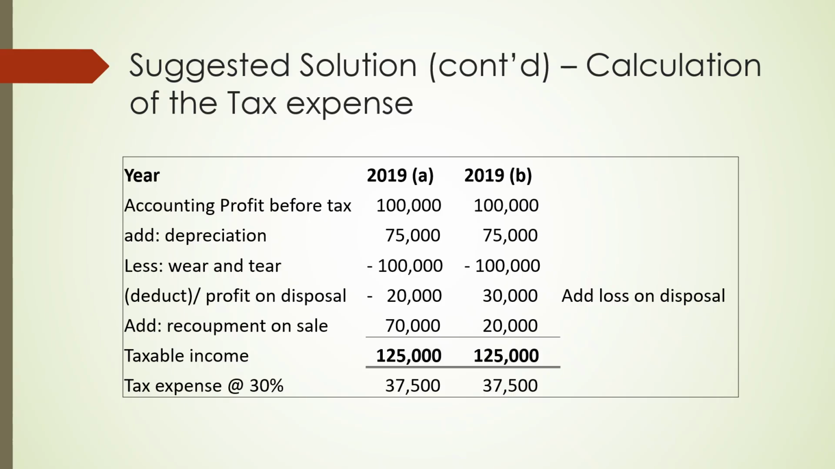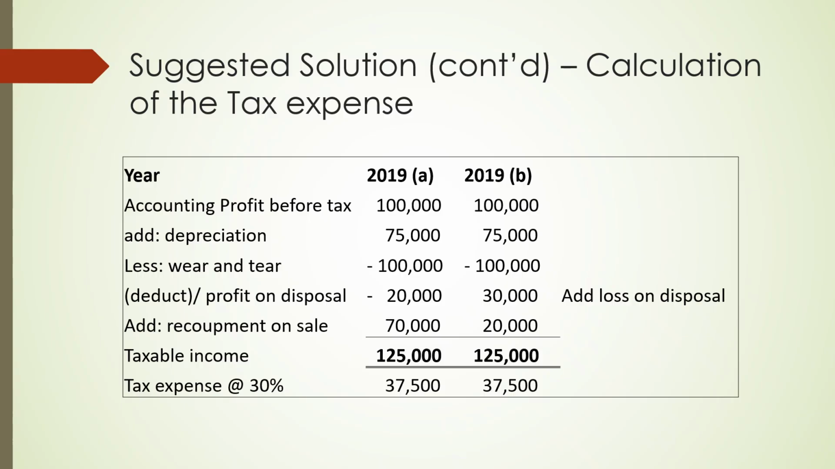We start with our accounting profit before tax, and we add back our depreciation less our wear and tear expense. Then, for scenario 1, where we made a profit on disposal, we deduct that 20,000, but then we add back our recoupment on the sale of the asset. This gives us a taxable income of 125,000.